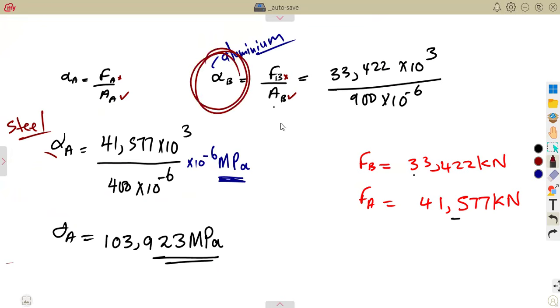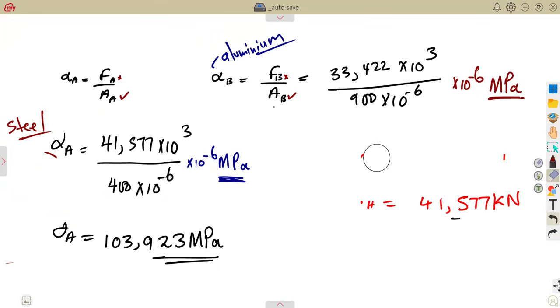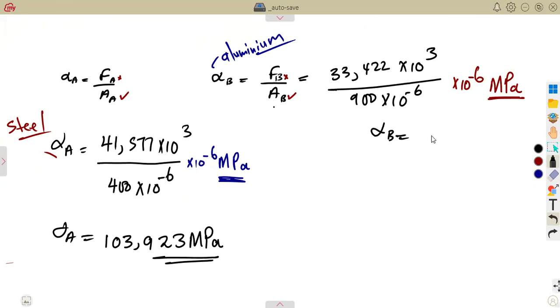It's stress that you're calculating. Do yourself a favor, just multiply this by 10 to the exponent of minus 6 so that your answer will be in megapascal. So with this, we are going to calculate the stress at B for the aluminium. The answer that you're getting, 37.136 on your calculator, is now in megapascal.